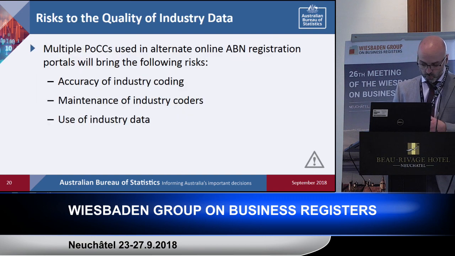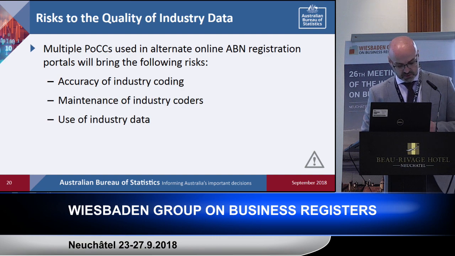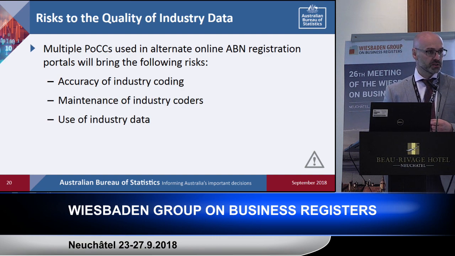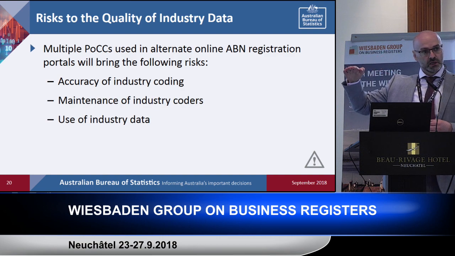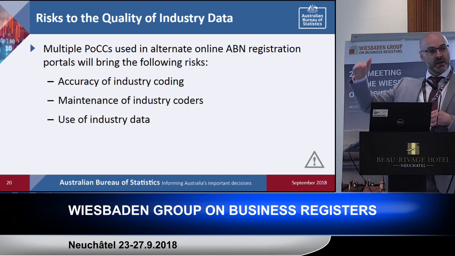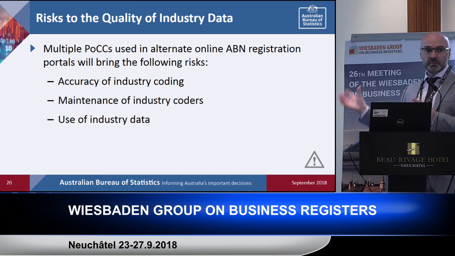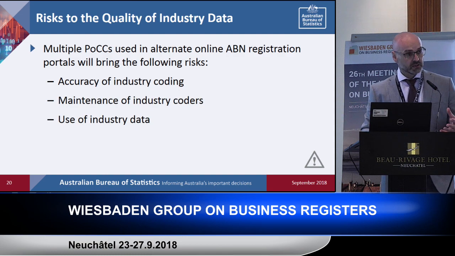Okay, so what are some of the issues around quality? The issues are really centred around the fact that there are multiple POCs in existence, or potentially. Firstly, the accuracy of industry coding. Descriptions may be presented to applicants inconsistently, which may result in errors or bias in the way businesses are coded. So, for example, the previous example I showed you where cleaning was typed in, cleaning windows appeared in the middle of that list. When you've got multiple POCs, cleaning windows may appear higher in another list, lower in another list, or may not appear in another list at all. So that's a concern to us.